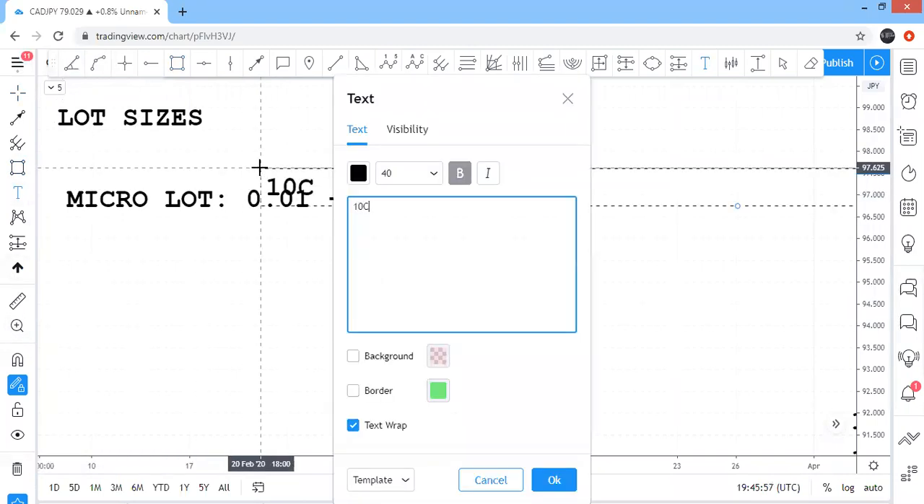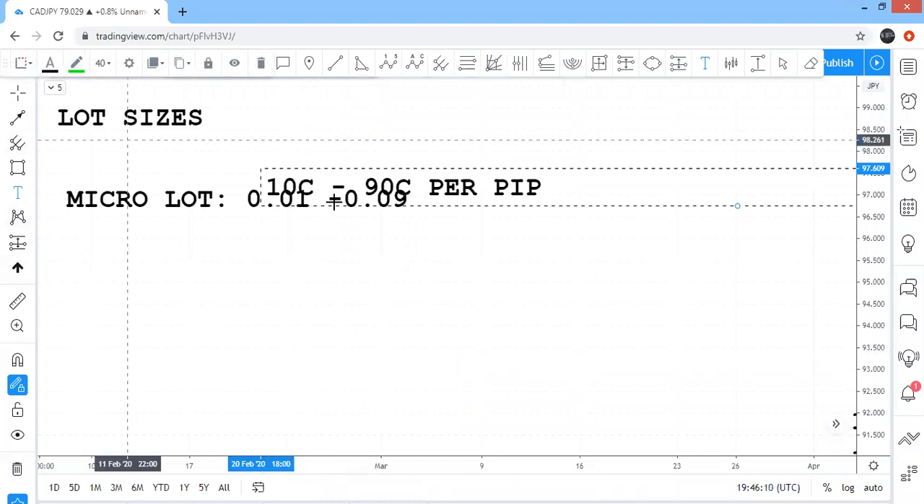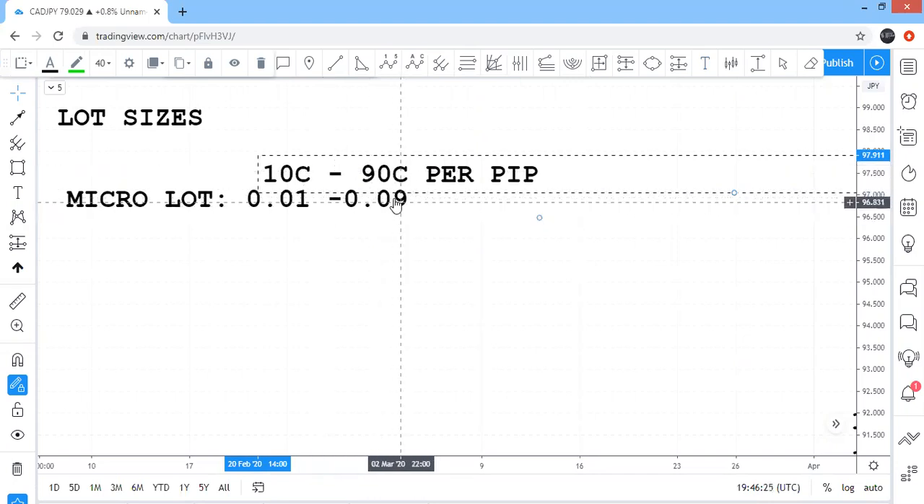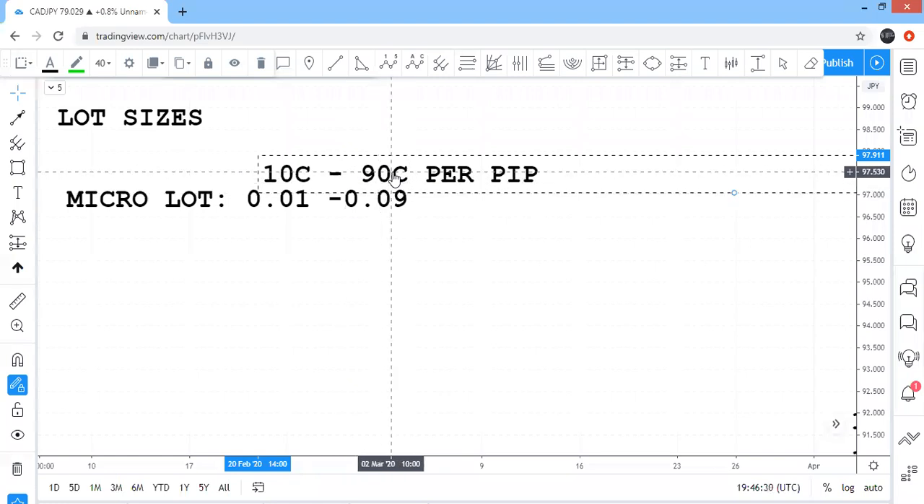So 10 cents per pip or 90 cents per pip. So when you're trading the micro lot, what this means is when you get your pip, its value is now either 0.01, which equates to 10 cents per pip. It either means you can lose 10 cents per pip or you can gain 10 cents per pip, or you are making, if it's the highest point in the micro lot territory, 90 cents per pip. So that is micro lot.